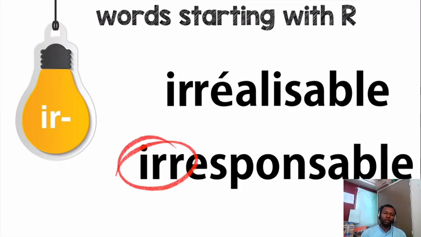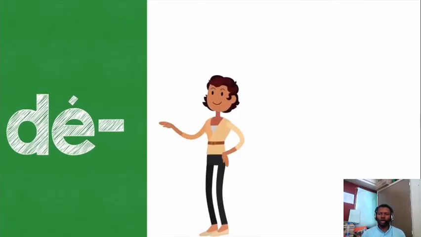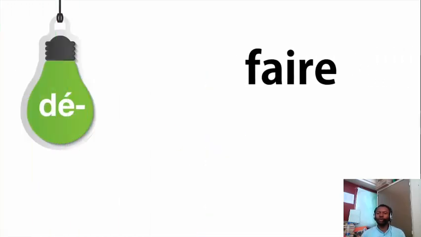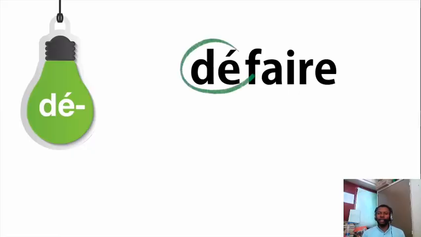Now we're gonna dive in with another one. There is another prefix that can help us to find other words. For example, the verb faire, le verbe faire. Okay, faire. Now, faire is to do. Now, undone or undo is défaire.